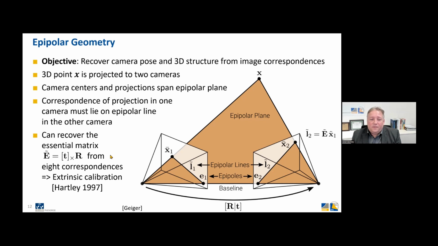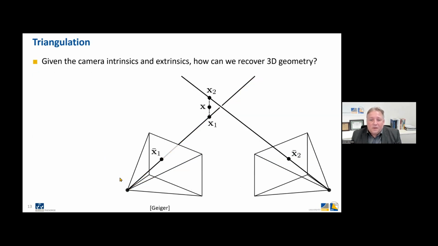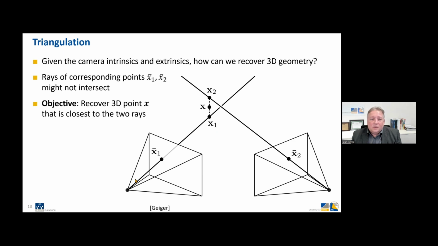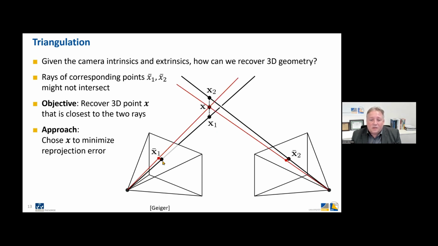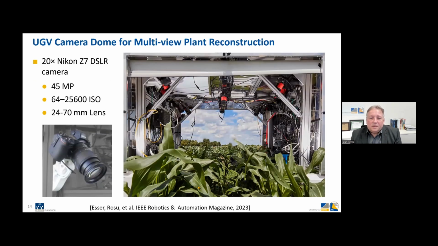If we have enough of such correspondences, we can recover the transformation between the cameras up to scale and where our point is in the world. It may not always be perfect. It may be that we see a point in one camera and see a point in another camera, and these rays actually don't intersect. So then we can minimize the reprojection error in order to come up with a guess where the point is really in the world. That is the basic principle that we follow here.